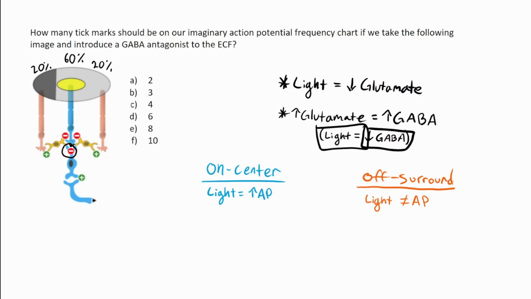And so, if we recount them, if this part was light, it would not cause action potentials. If the center was light, it does cause action potentials. And if the left side was light, it would not cause action potentials, just like the right. So the correct answer for this problem is D.